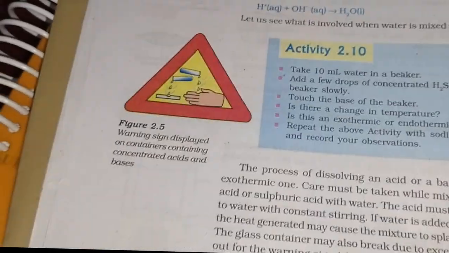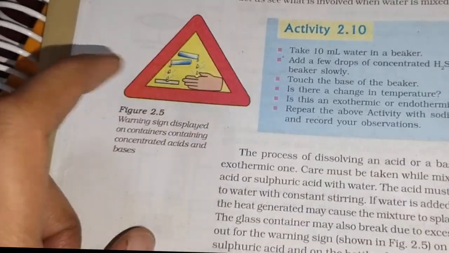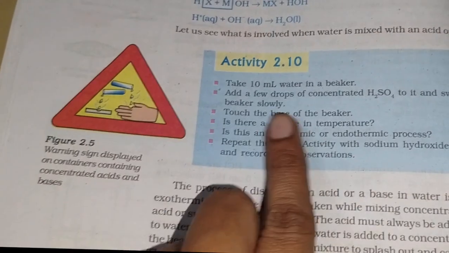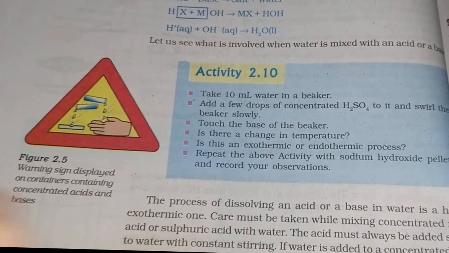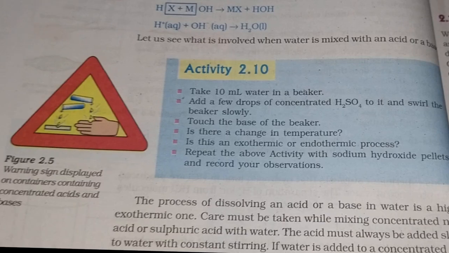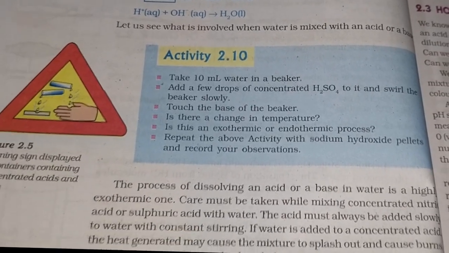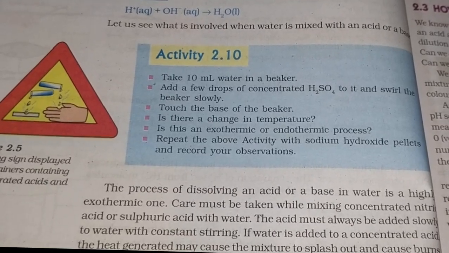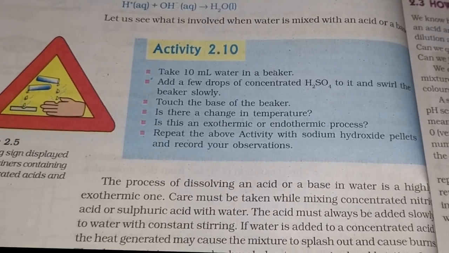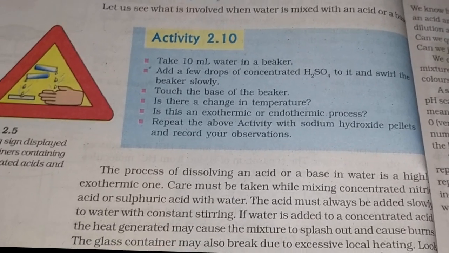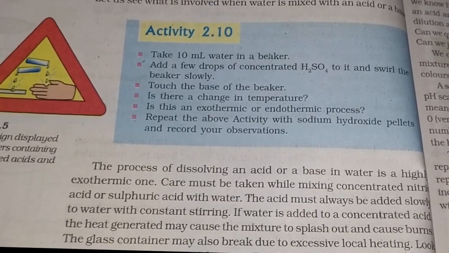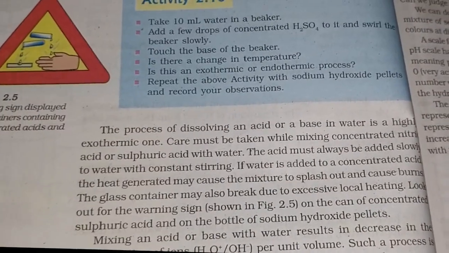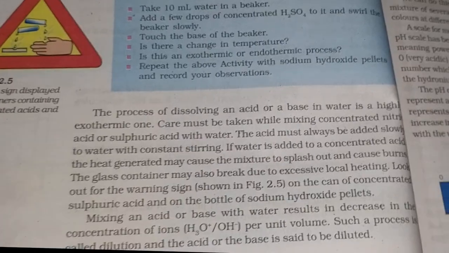Then we can see warning signs displayed on containers containing concentrated acids and bases. So let's see what that is. We take 10 ml water in a beaker, add a few drops of concentrated sulfuric acid to it, and swirl the beaker slowly. Touch the base of the beaker. We can see it is very hot because it is an exothermic process, because heat is released. We can also test a base, like sodium hydroxide pellets, and we see the same observation. So the process of dissolving an acid or a base in water is highly exothermic.